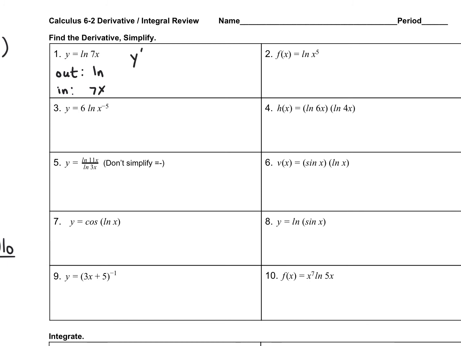So the derivative of the outer is 1 over something. That's the derivative of ln. The inner as is, 7x, goes right down there in the denominator. And since this is a fraction, I make everything a fraction. For that last part, the derivative of the inner is 7. And when I simplify that, I get 1 over x. There we go.